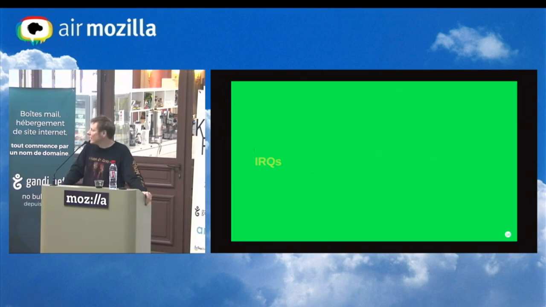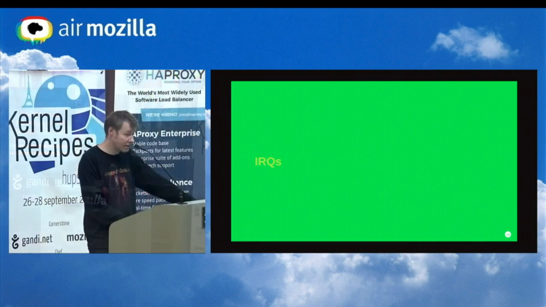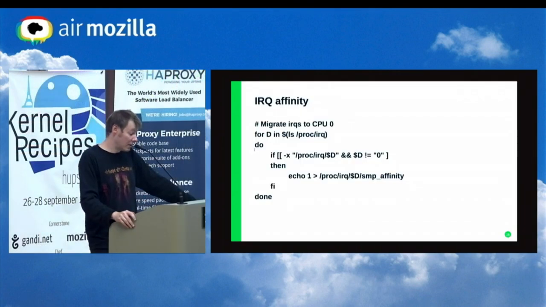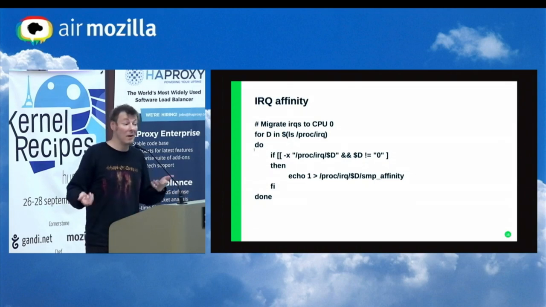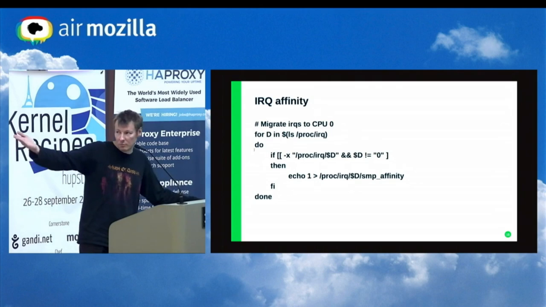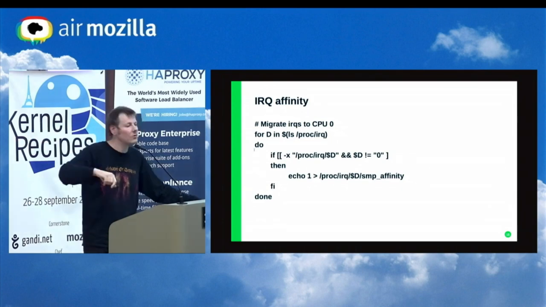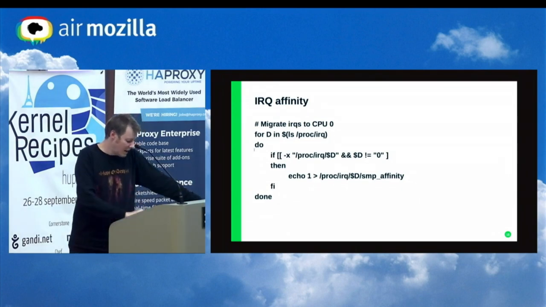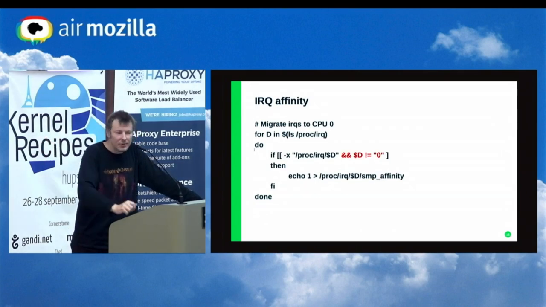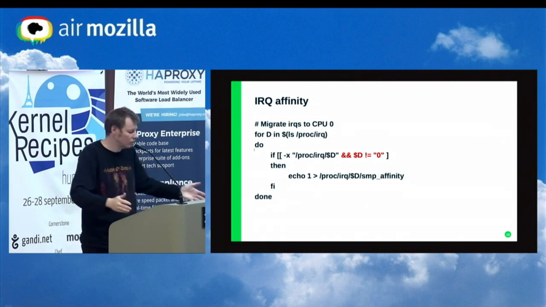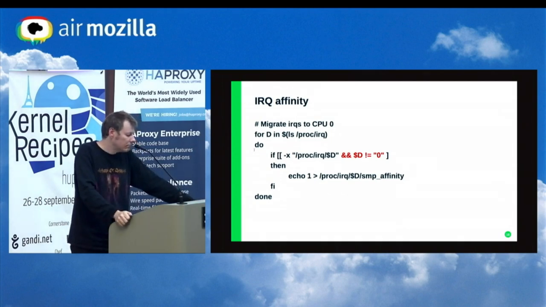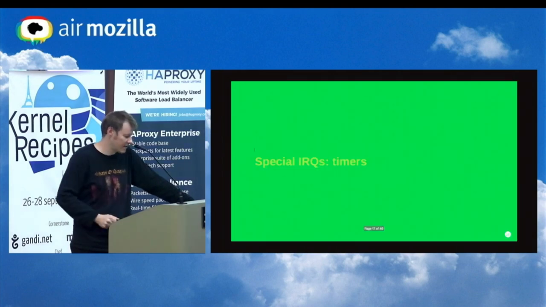Now, if you want to isolate your CPU, you also want to take care of the low-level part, which is IRQs. The easy part is to isolate the unbound IRQs. You can do that through procfs. Like here, for example, we are moving every IRQ to CPU 0, as usual, except for one, which is IRQ 0. This one is special, at least on x86, but I think it's also the case on many architectures. This is the timers, and timers are special. They deserve an entire chapter.